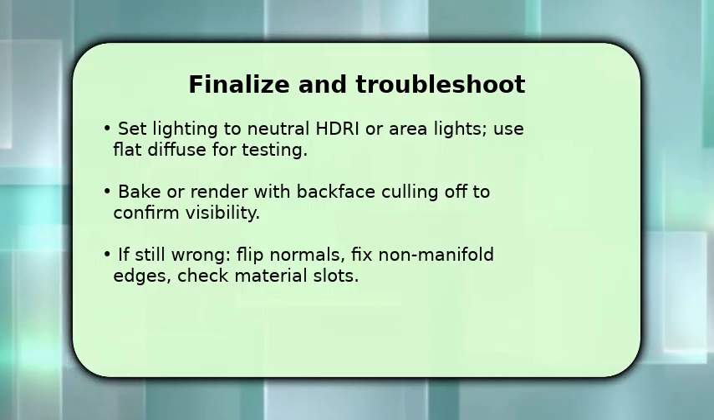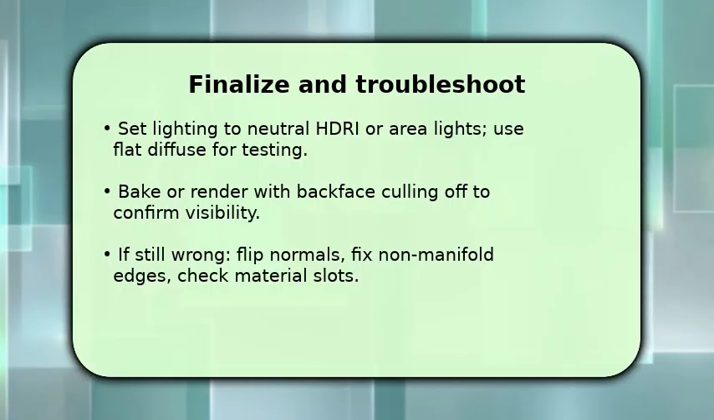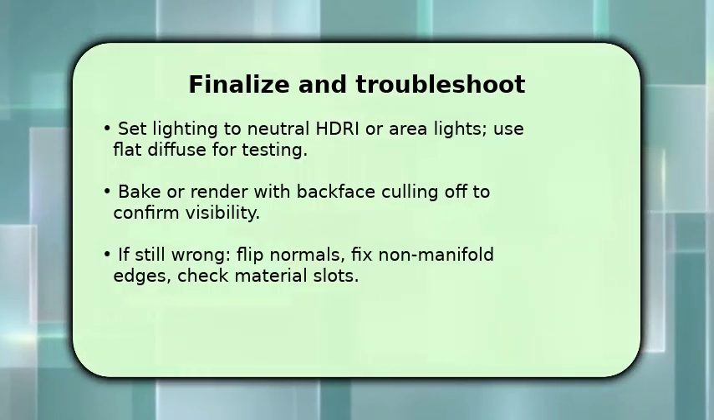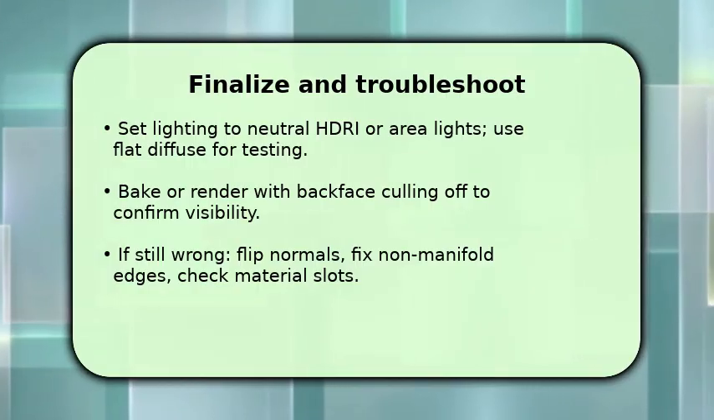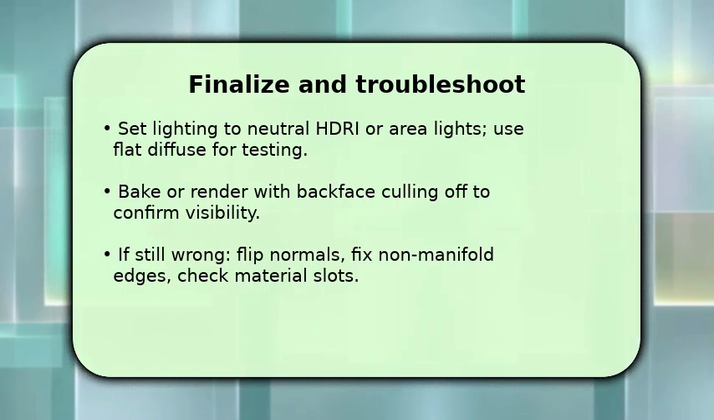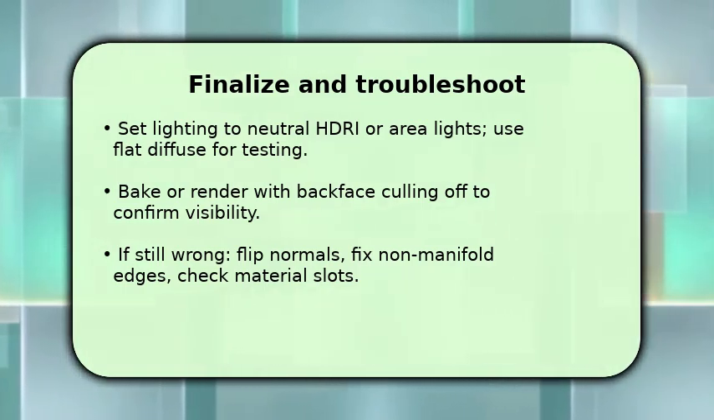If the face still shows dark or odd shading, inspect and flip any remaining inverted normals, repair non-manifold geometry, and verify the correct material slot is assigned. One key troubleshooting tip: temporarily enable double-sided shading and turn backface culling off to isolate orientation versus material problems.